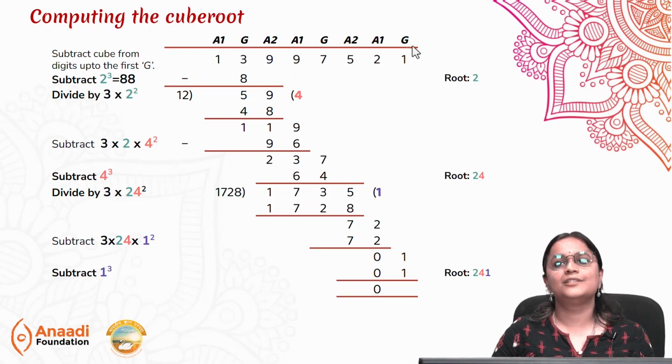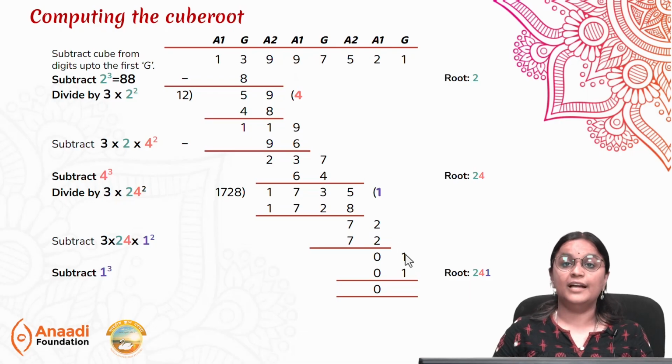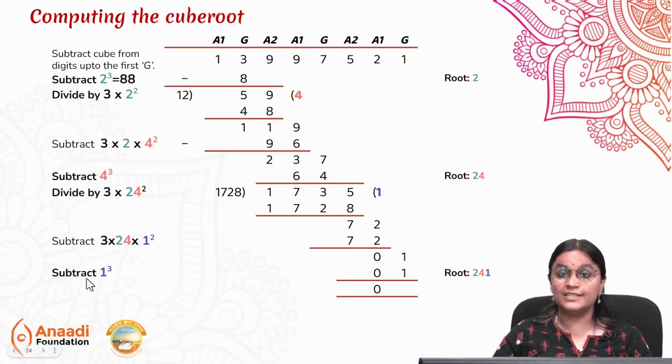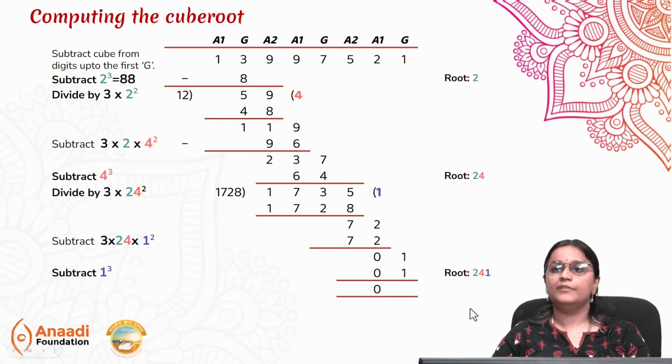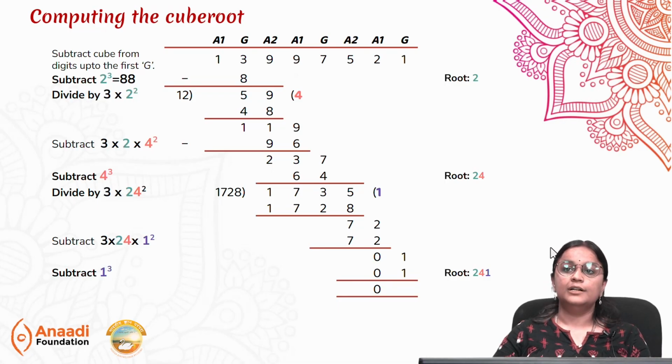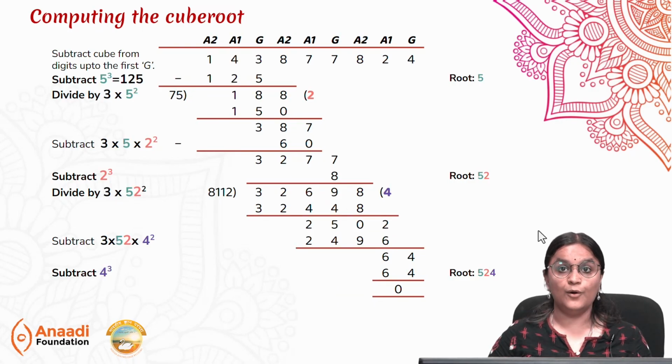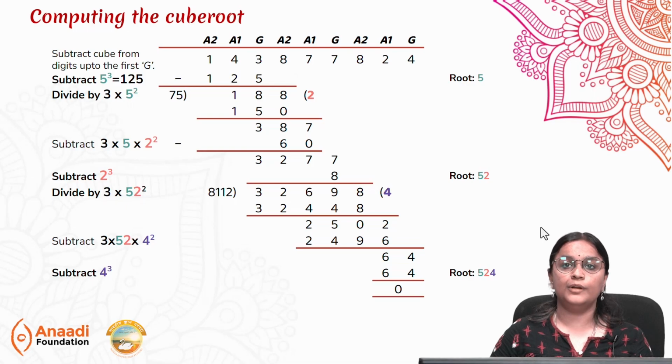Finally, 1, which is the last digit left in our Ghanasthana, will be brought down, and since it is in the Ghanasthana, we must subtract a cube from it. So, we will subtract 1 cube from 1, giving us 0 as the answer. Since we removed a cube here, we must add it to our cube root. Therefore, the cube root of 1399751 is 241.